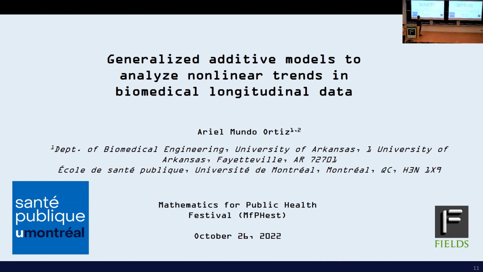I'm Ariel Mundo. I'm with the University of Montreal, and I'll be talking about reproducibility using generalized additive models to analyze longitudinal data.